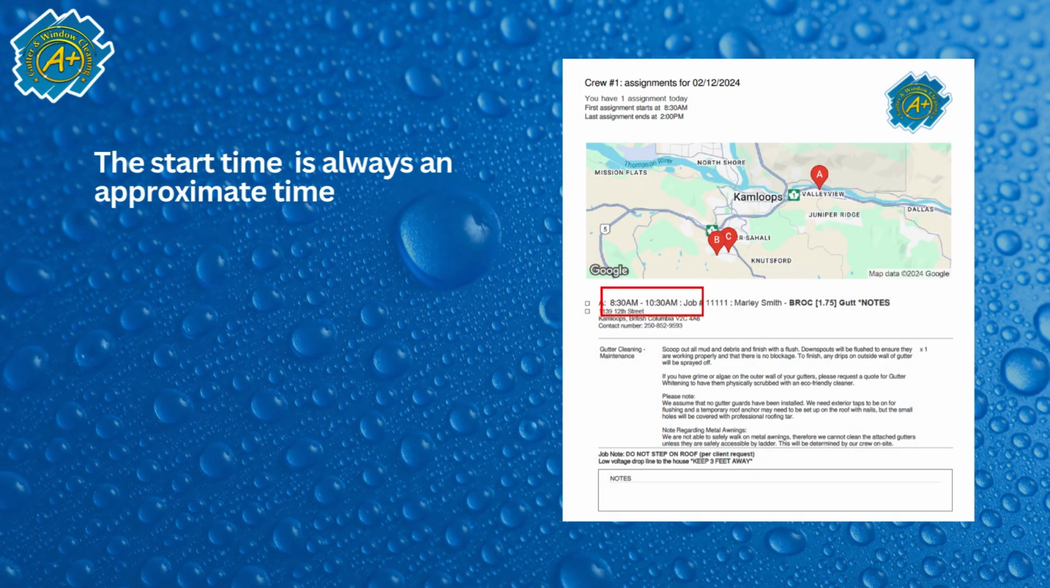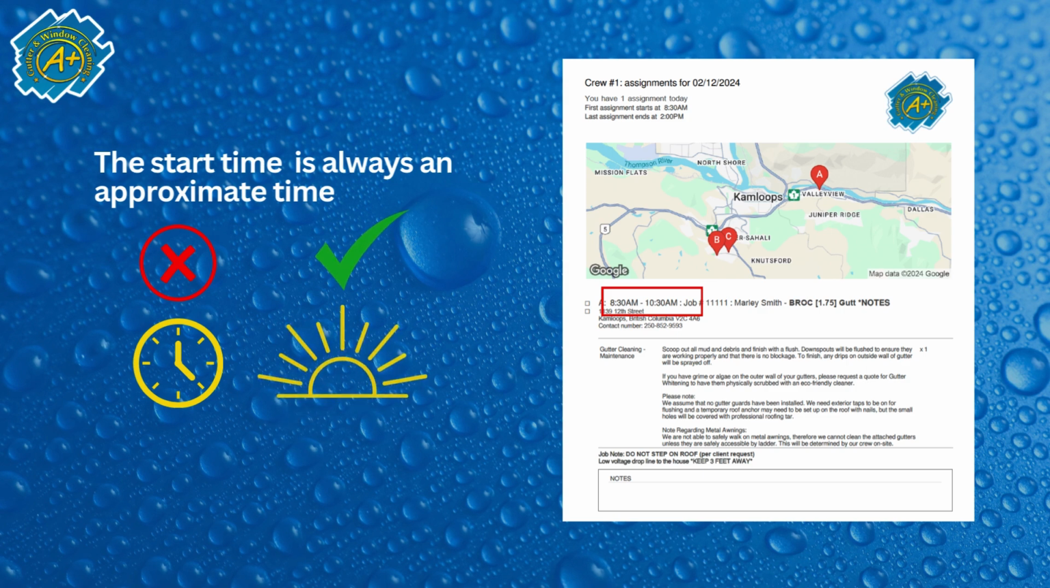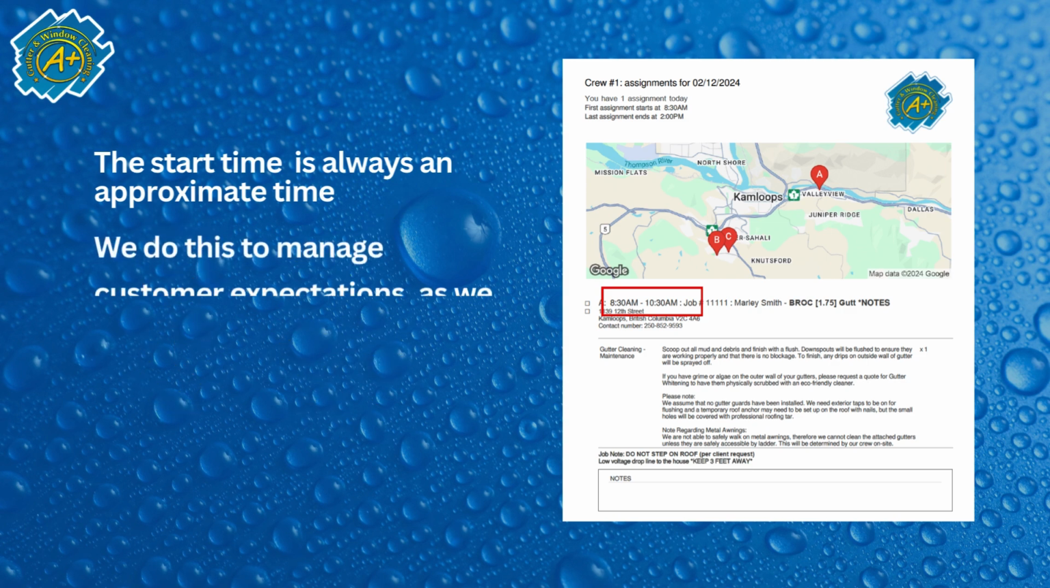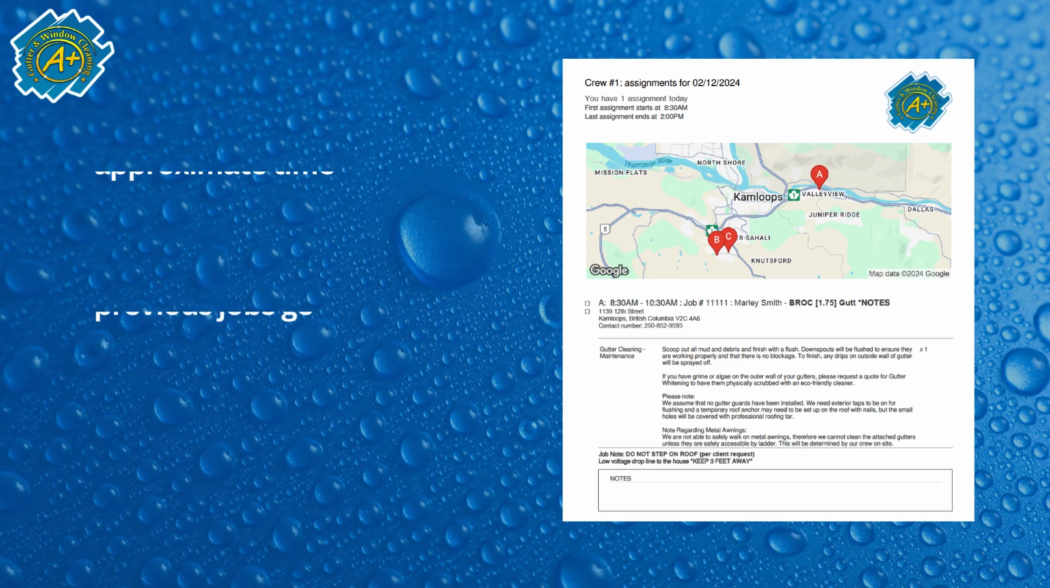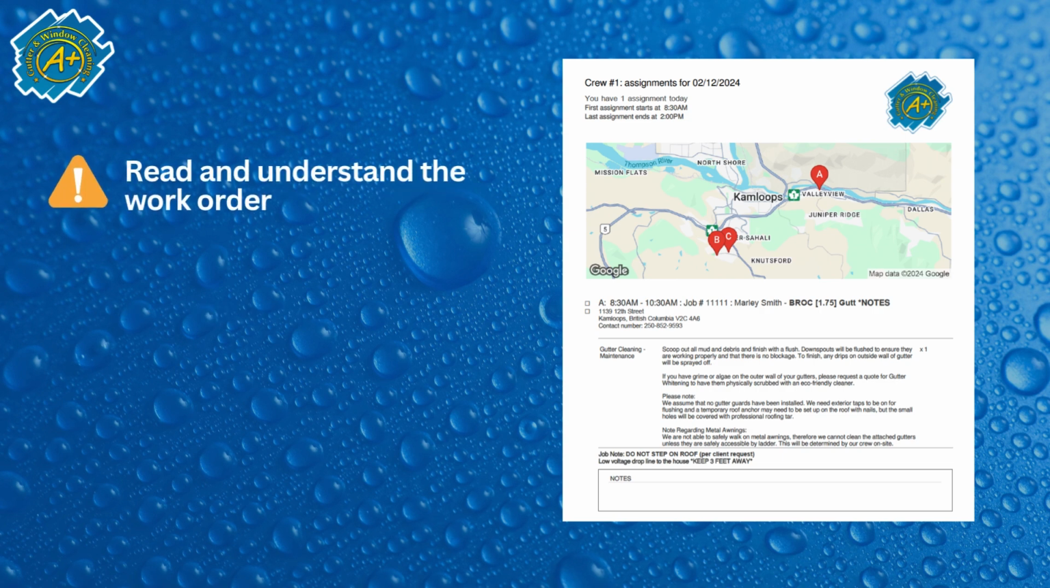Bear in mind that the start time on the work order is always an approximate time that we communicate to our customer in their booking confirmation. Instead of an actual time, we let the customer know that our crew will be there in the morning or in the afternoon. We do this to manage our customers' expectations, as we have no control of how previous jobs go.